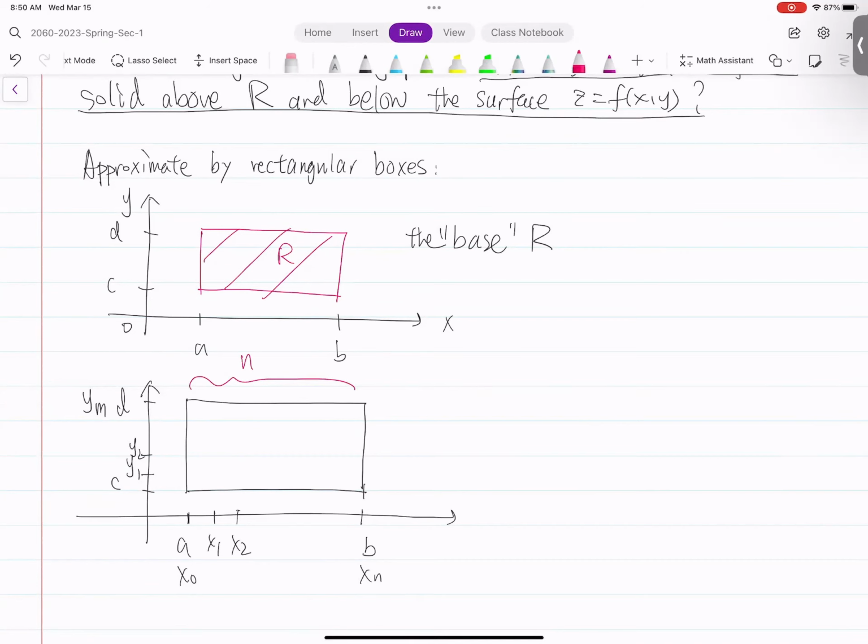So this is n subdivisions, subintervals of AB. And here we have m subintervals of C.